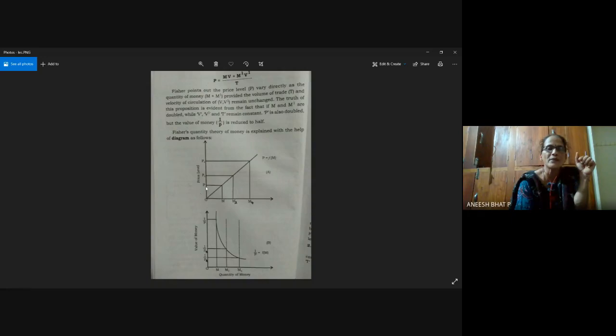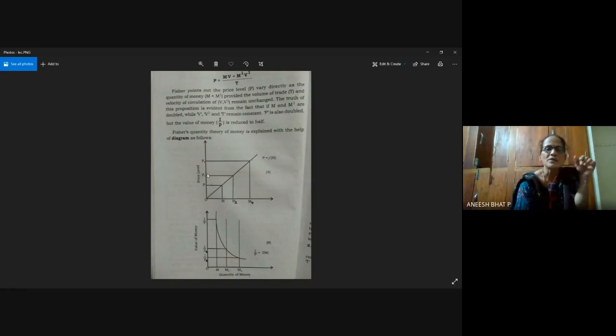OP is the price level. Now, Fisher says when supply of money doubles, you see, supply of money increases from OM to OM2. What happens to the price level? You see, price level increases from OP to OP2. Right. So when supply of money doubles, price level also increases from OP to OP2.